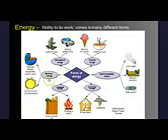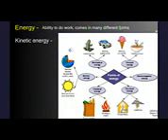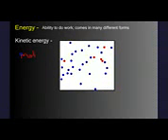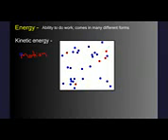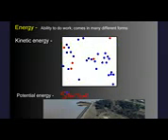But what is energy? Energy is the ability to do work, and it comes in many different forms. We're going to focus on energy in two broad categories to start. Kinetic energy, which is the energy of motion, and potential energy, which is stored energy. Like water behind this dam, it has the potential to do work.